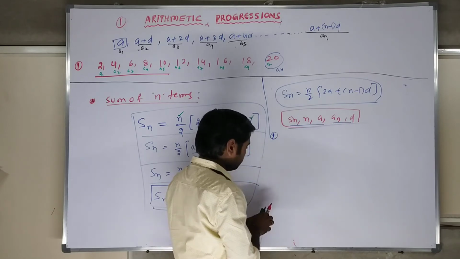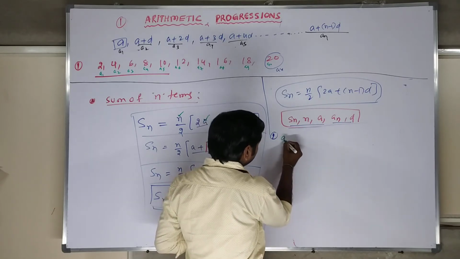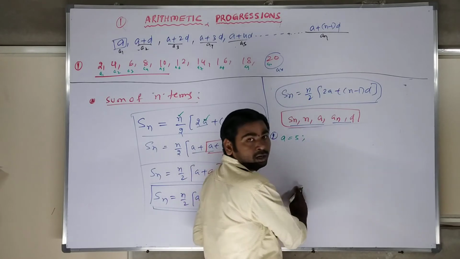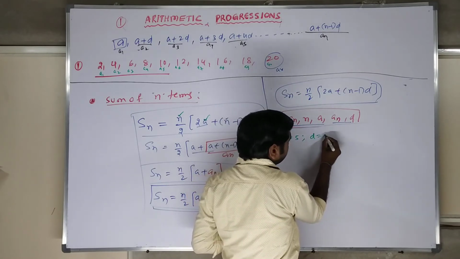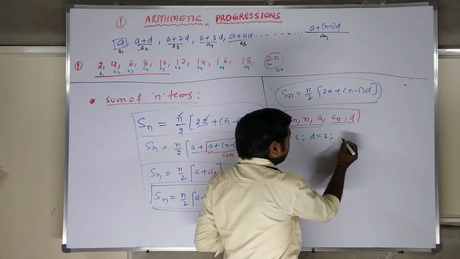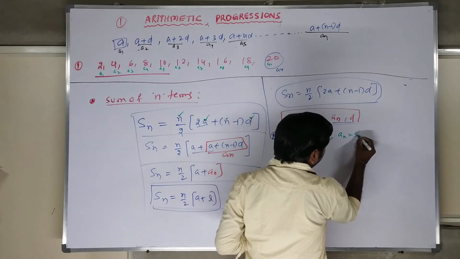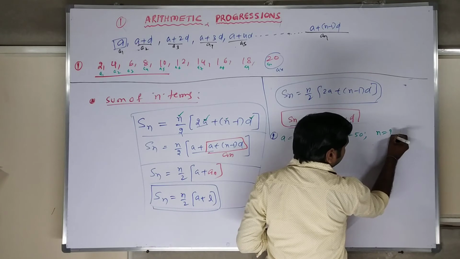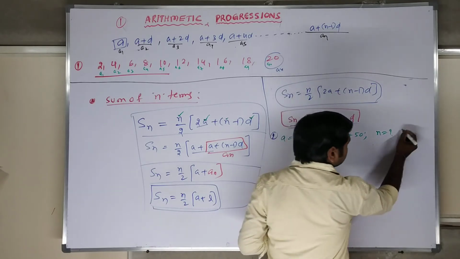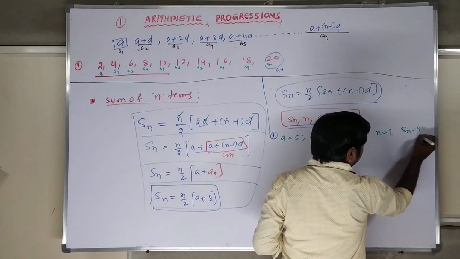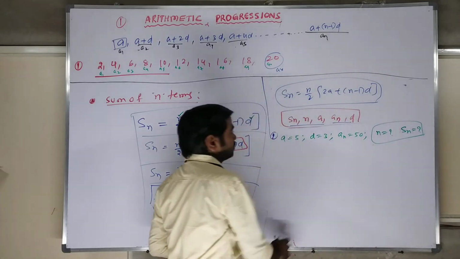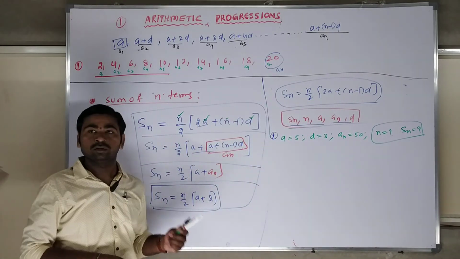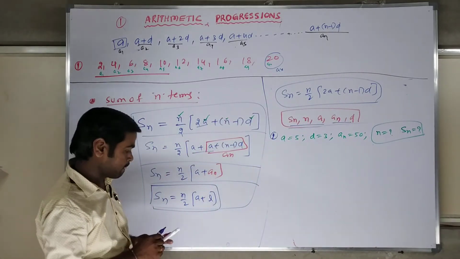One question I got in the examination: a is equal to 5, d is equal to 3, and a n is equal to 50. They are asking what is the value of small n and what is the value of Sn. What is the value of n? And what is the value of Sn?